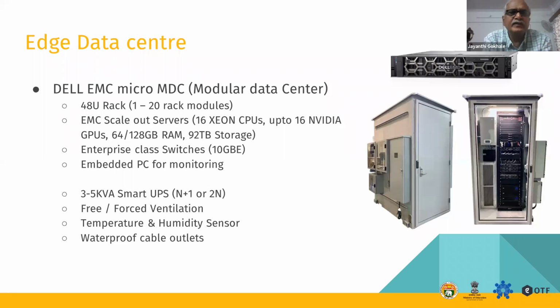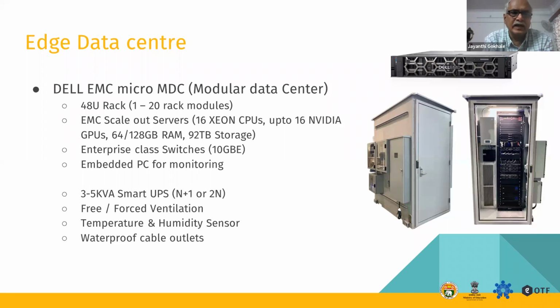And typically when you look at the server, you can have 16 Xeon CPUs. It comes with a default of 2 NVIDIA GPUs, but you can enhance it up to 16 NVIDIA GPU servers. The RAM that is supported is from 64 to 128 gigs. And then you can have storage going from 8 terabytes all the way up to 92 terabytes of storage.